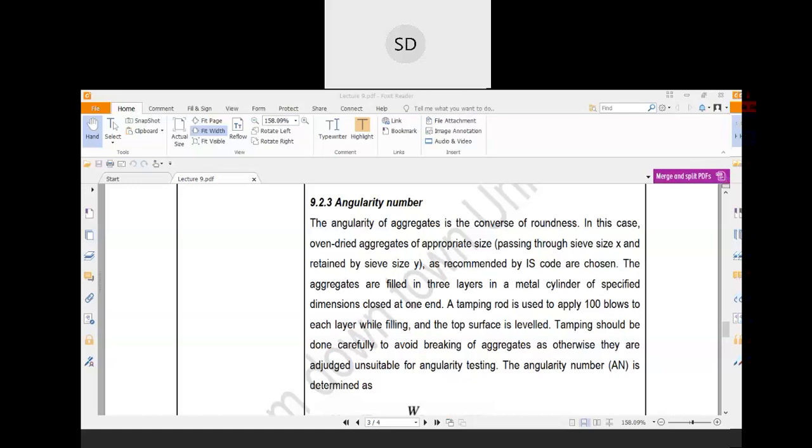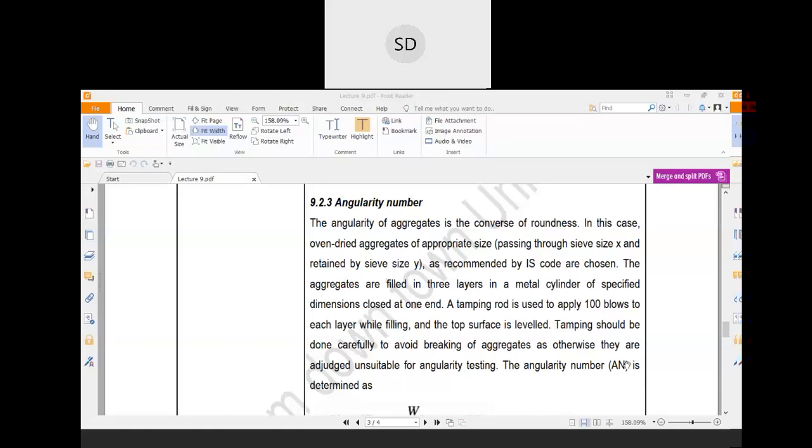Okay, and a tamping rod is used to apply 100 blows to each layer, but the tamping should be very careful so as to not cause breakdown of the aggregate. If the aggregate breaks, in that case, whatever test results you will be getting would not be correct. Now, that container, after that, would be filled up with water. After filling it with water, that water will fill all the voids, or all the inter-aggregate gaps in the container.